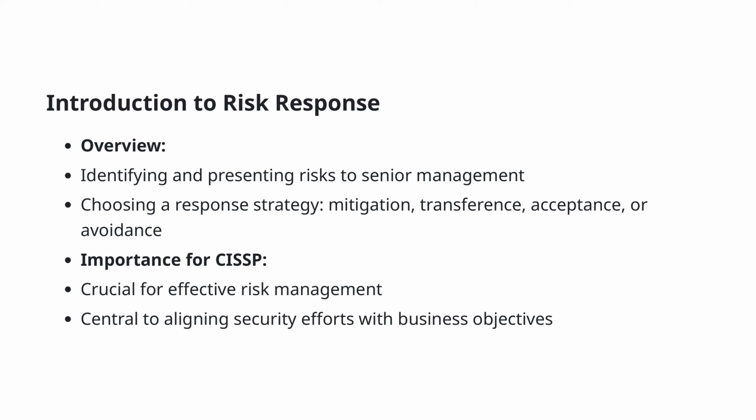Mitigation involves taking steps to reduce the chance or impact of a threat. Transference typically means shifting the risk to a third party, such as through insurance. Acceptance is when the organization decides to accept the risk and its potential consequences without taking additional steps to mitigate it. Finally, avoidance involves changing plans to circumvent the risk entirely.